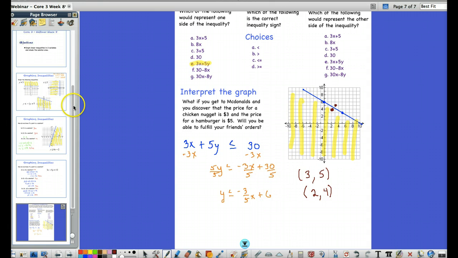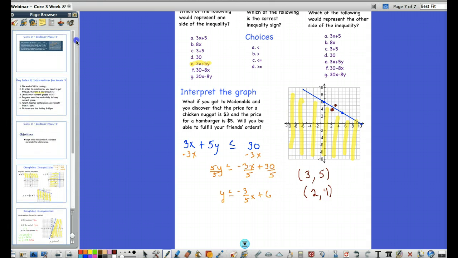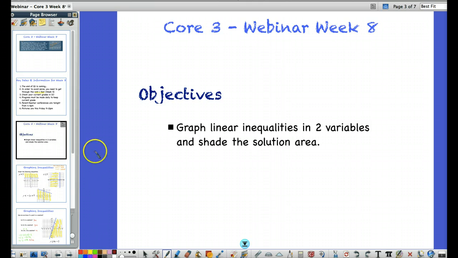All right, you guys. Any questions? No? Marquise? No. All right, Donovan, that's fine. So no questions over there? All right, Emma, awesome. All right, guys, so here's what we practiced today: graphing linear equations in two variables and shading the solution area. So go ahead and rewatch any of the instruction in the week if you need help.